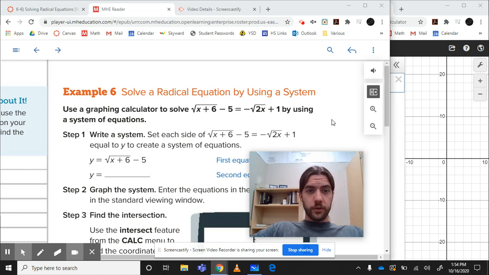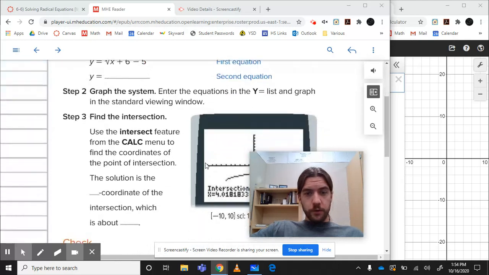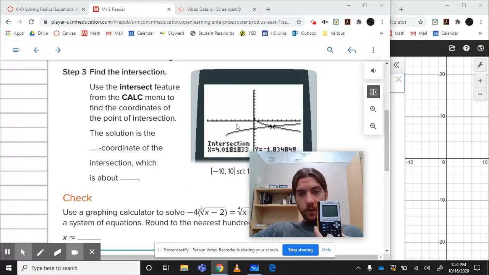Okay, here on example number 6, we'll be solving a radical equation by using a system of equations. So we've got this equation, square root of x plus 6 minus 5 equals negative square root of 2x plus 1. We want to figure out, can we use a graph to quickly come up with a solution? Most of their examples use a graphing calculator. You can kind of see this looks the same as this graphing calculator.